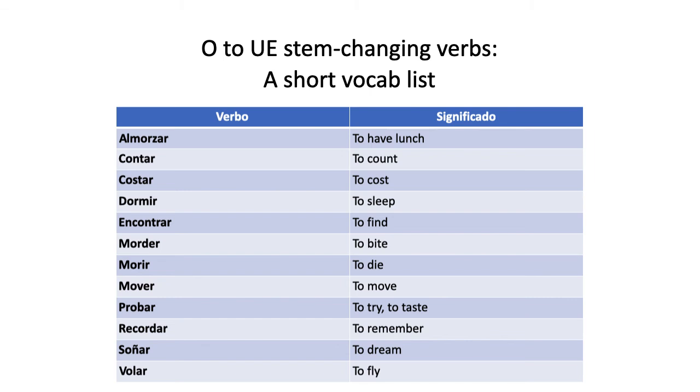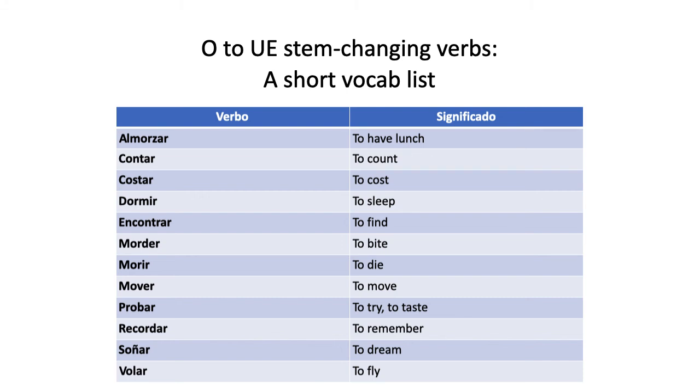Encontrar means to find. Morder means to bite. Morir means to die. Mover, which we did, means to move. Probar means to taste or to try. Recordar means to remember. Soñar means to dream, and volar means to fly. All of these are O to UE stem changing verbs, which means that when you conjugate them everywhere but for the nosotros form, you change that O in the stem for UE.